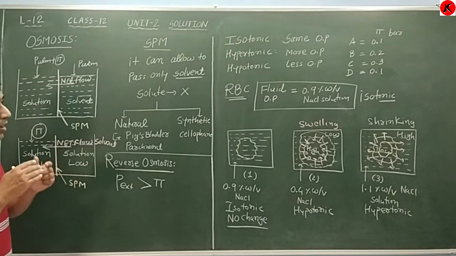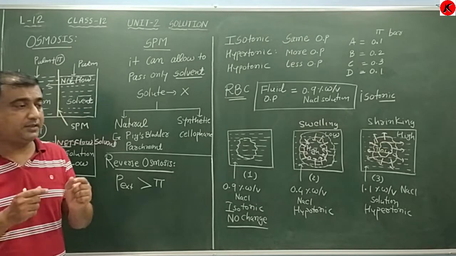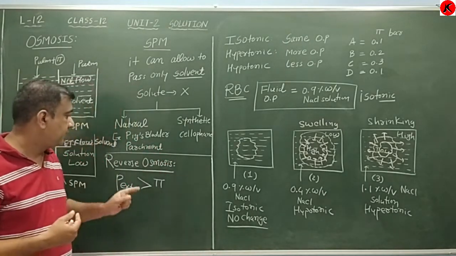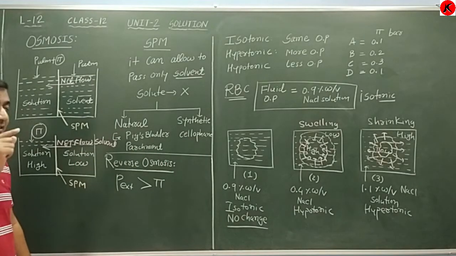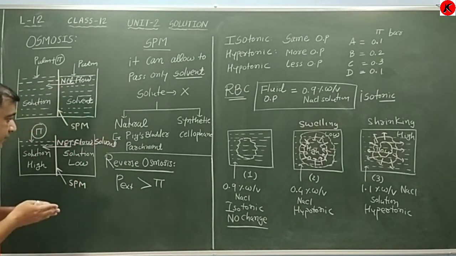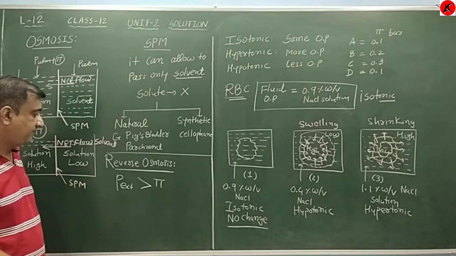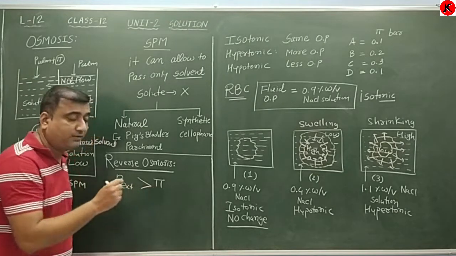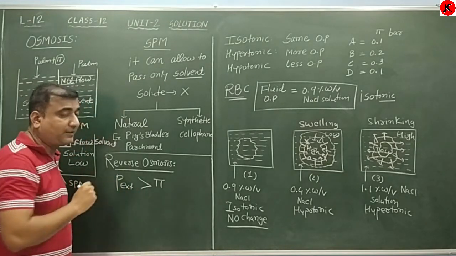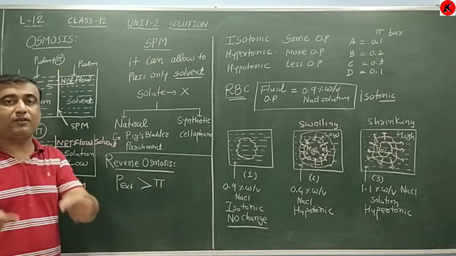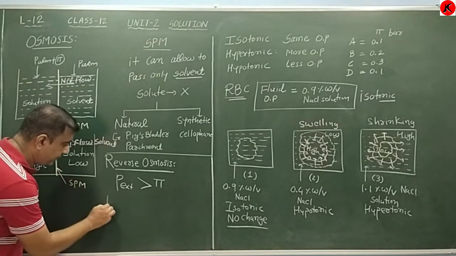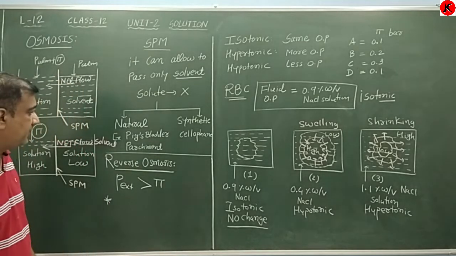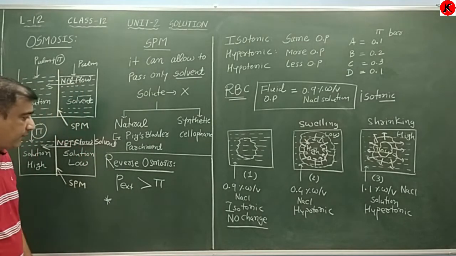Again remember, the osmosis phenomenon is spontaneous, that means it occurs on its own. In the case of reverse osmosis, it does not occur on its own. We have to apply pressure, which must always be greater than the osmotic pressure. Then reverse osmosis takes place. Now, the main use of reverse osmosis is desalination of water.